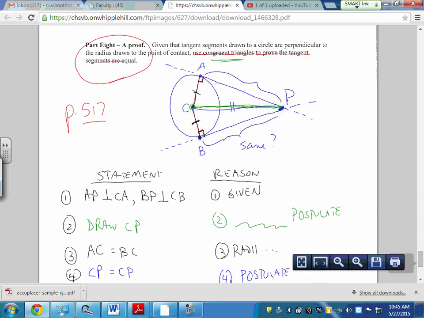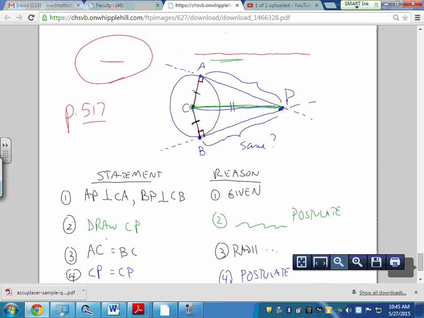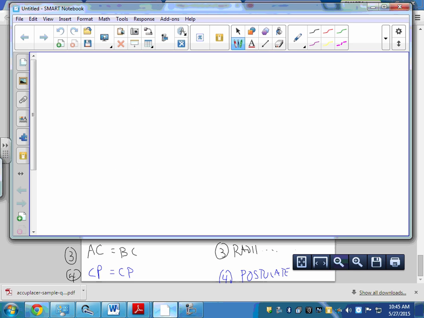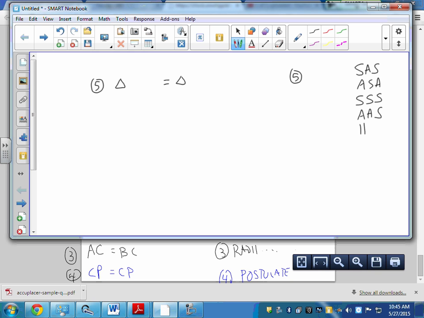Okay, let me grab a page. Okay, number 5. We're going to have to say the triangle is congruent to the triangle. Now, remember, when you're giving reasons for congruent triangles, you have 5 choices: side, angle, side; angle, side, angle; side, side, side; angle, angle, side; and hypotenuse leg. One of these 5 must be this reason.